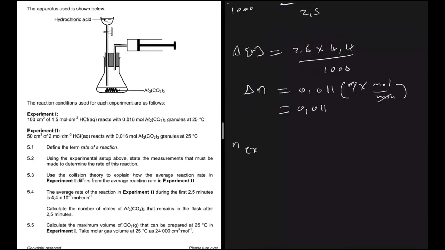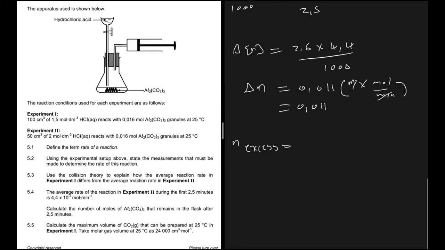Number of moles in excess equals 0.016 minus 0.011, I'm going to explain why I'm doing this in a second, right? Which will give us 0.005 moles in excess, right?